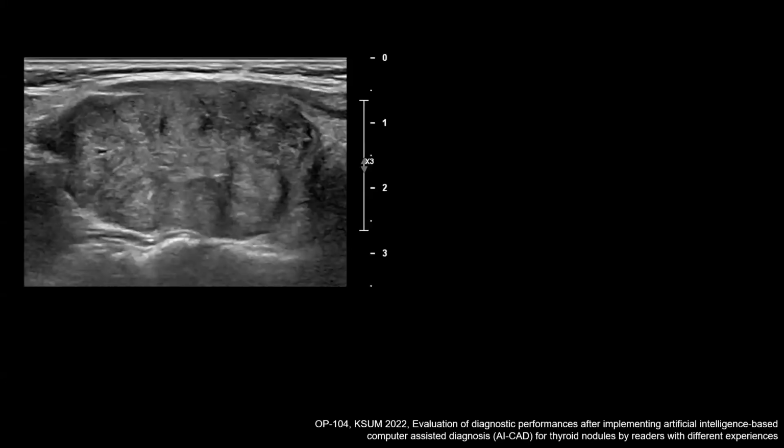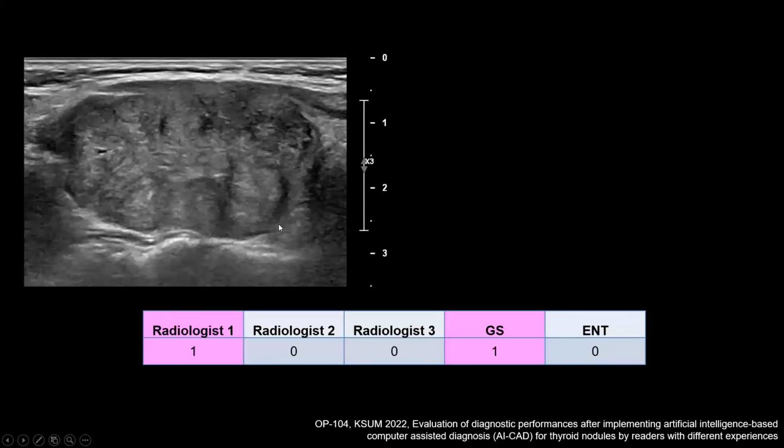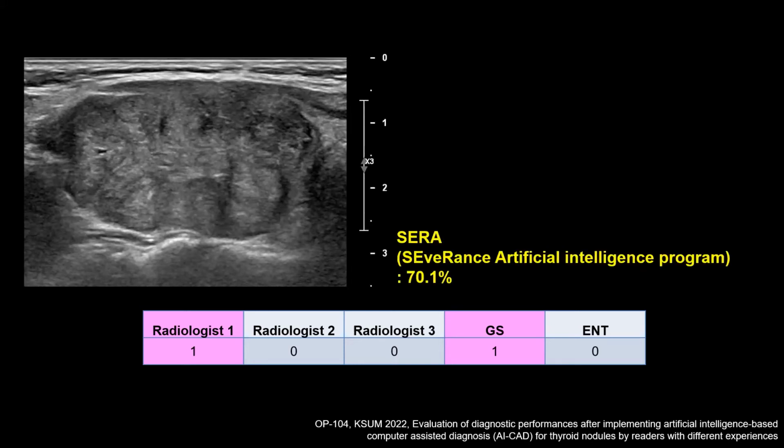Now, what about this nodule? Two physicians assessed it as malignant, while the other 3 physicians assessed it as benign. The CAD result was positive. What would your final assessment be? This nodule was confirmed as cancer.